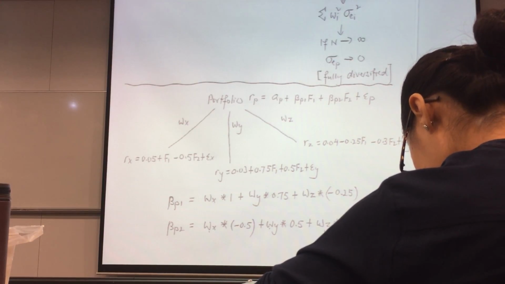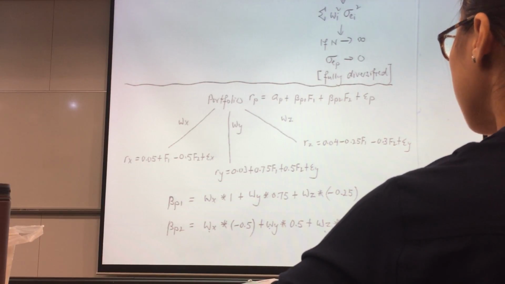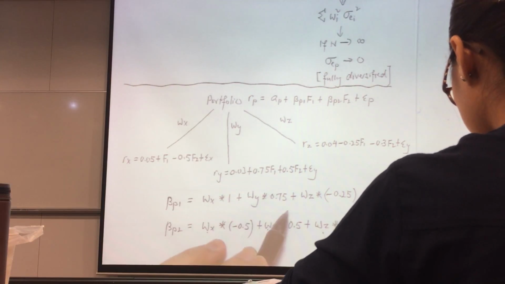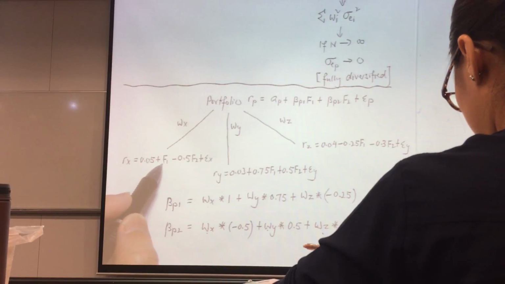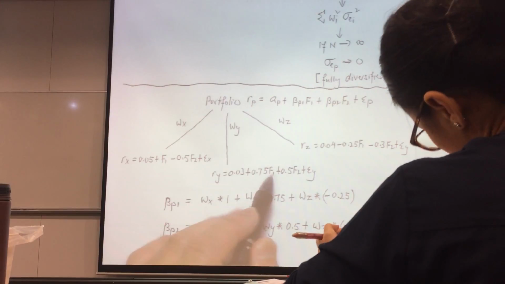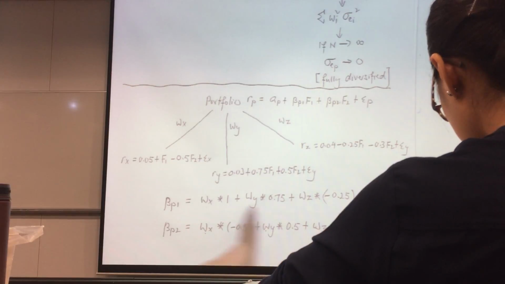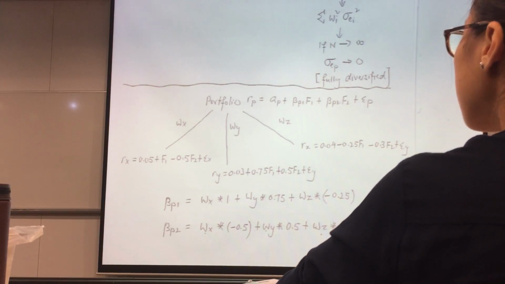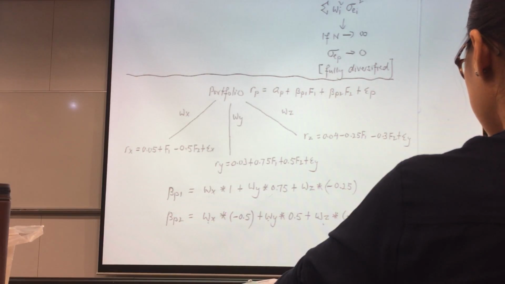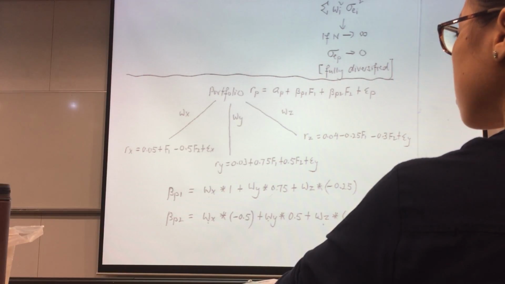What is this? It's the portfolio sensitivity to the first factor, calculated using the weightage in each stock, multiplied by the sensitivity of stock X to factor 1, sensitivity of stock Y to factor 1, and sensitivity of stock Z to factor 1. That gives you the sensitivity of the portfolio to factor 1. And for beta P2, it is given by this next line here. Let me just highlight this. This is beta P2.